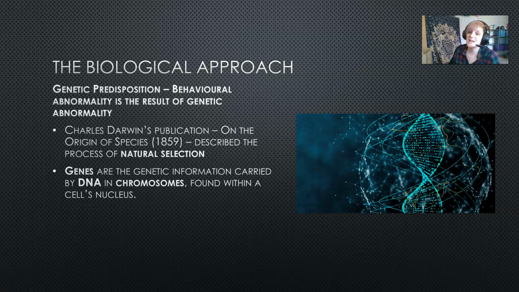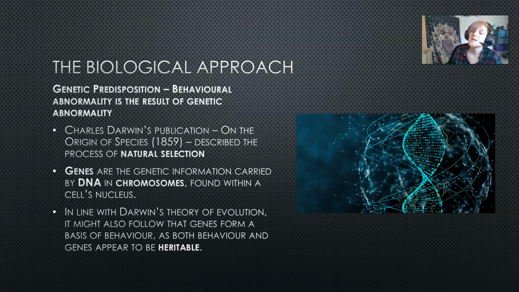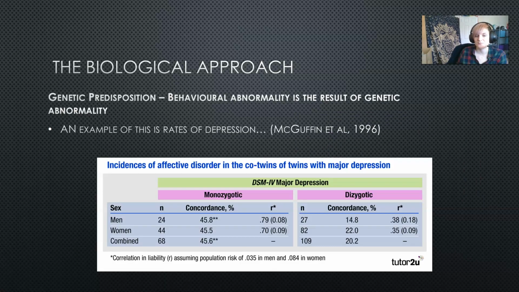Genes are the genetic information carried by DNA in chromosomes, and they're found within a cell's nucleus. In line with Darwin's theory of evolution, it might follow that genes form a basis of our behaviour, and so behaviour and our physiological aspects of ourselves can both be heritable. Now, some very interesting studies have found a lot of support for this. An example of this is rates of depression.